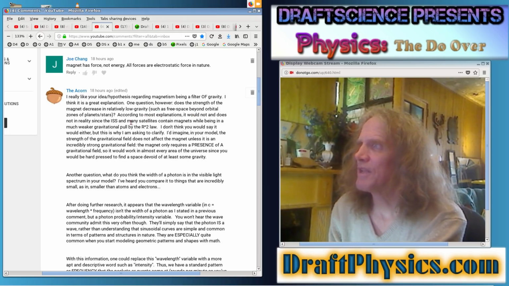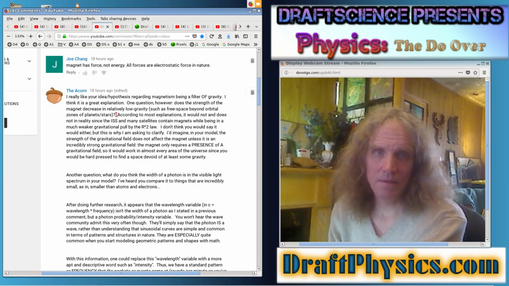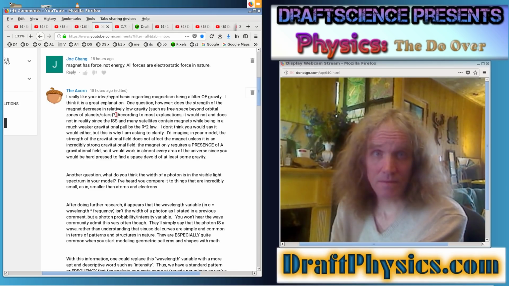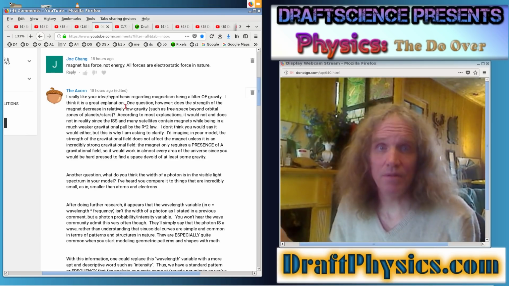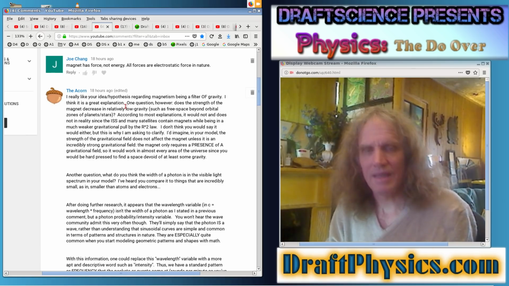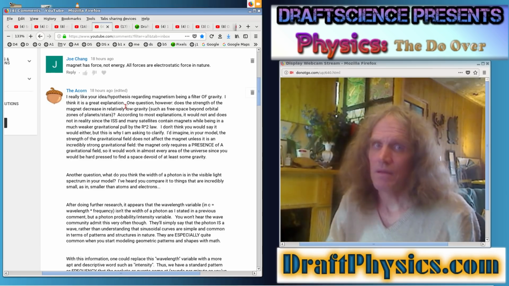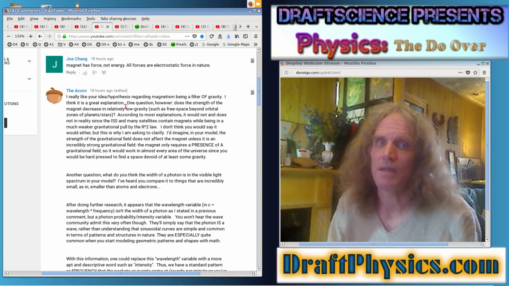Such as free space beyond orbital zones of planets and stars. Well, like I said, the free space is the most pressurized. So that's the most gravitational in the sense. You're getting hit by the raw force, unfiltered, unshadowed. All you can do is shadow the force. You can't make the force stronger. So in naked space, the force is the strongest, and it's only when you get into where you're being shadowed that the force can be decreased.